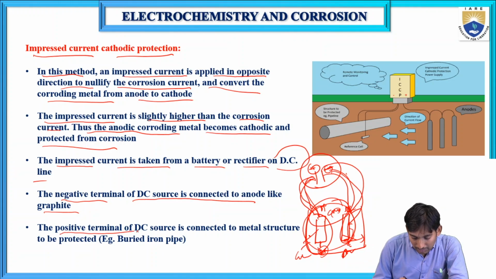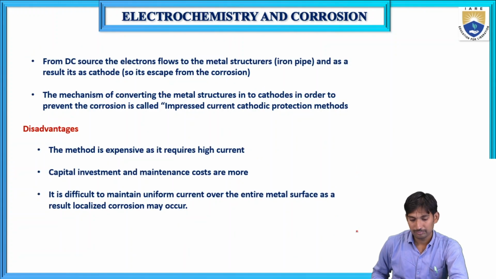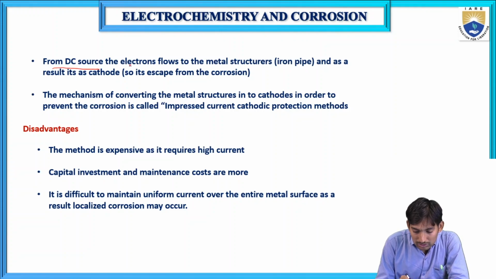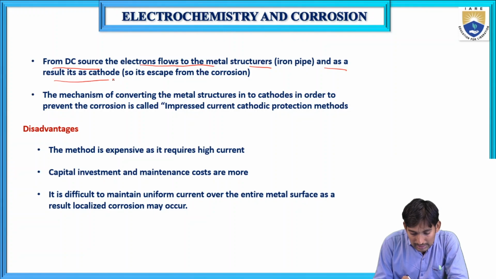The positive terminal of the DC source is connected to the metal structure to be protected. That is our base metal. The positive terminal should be connected to our base metal. In this way, our base metal acts as cathode and the neutral metal or graphite electrode acts as anode. From the DC source, the electrons flow to the metal structure and as a result, it acts as cathode.